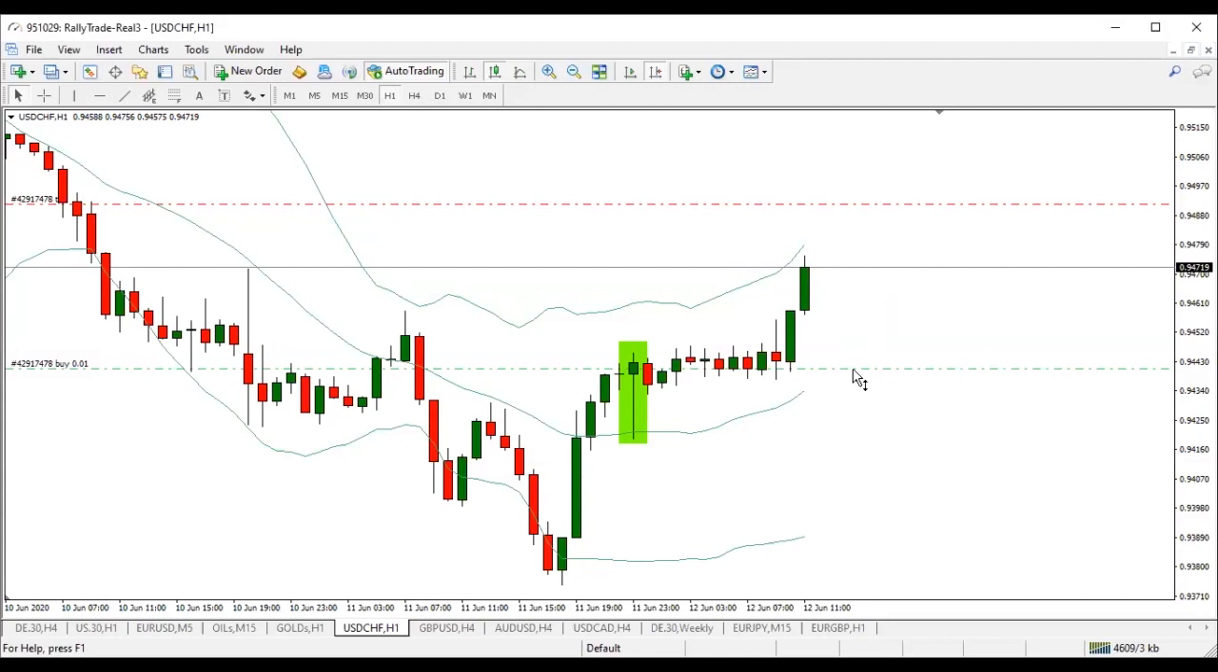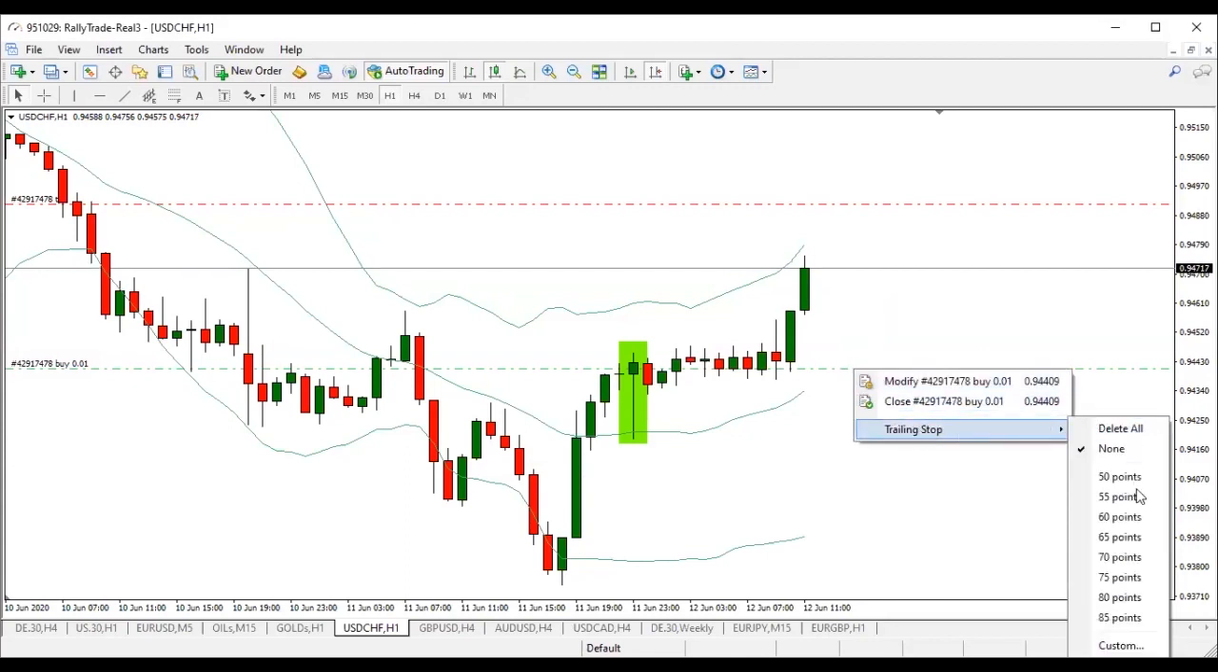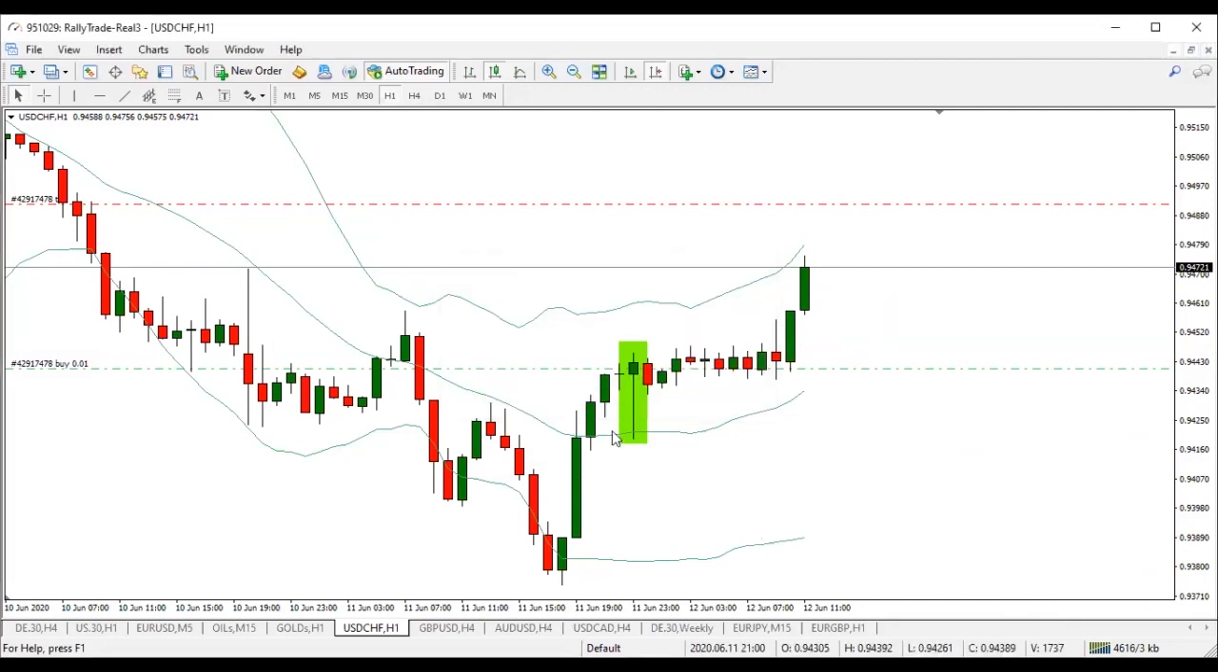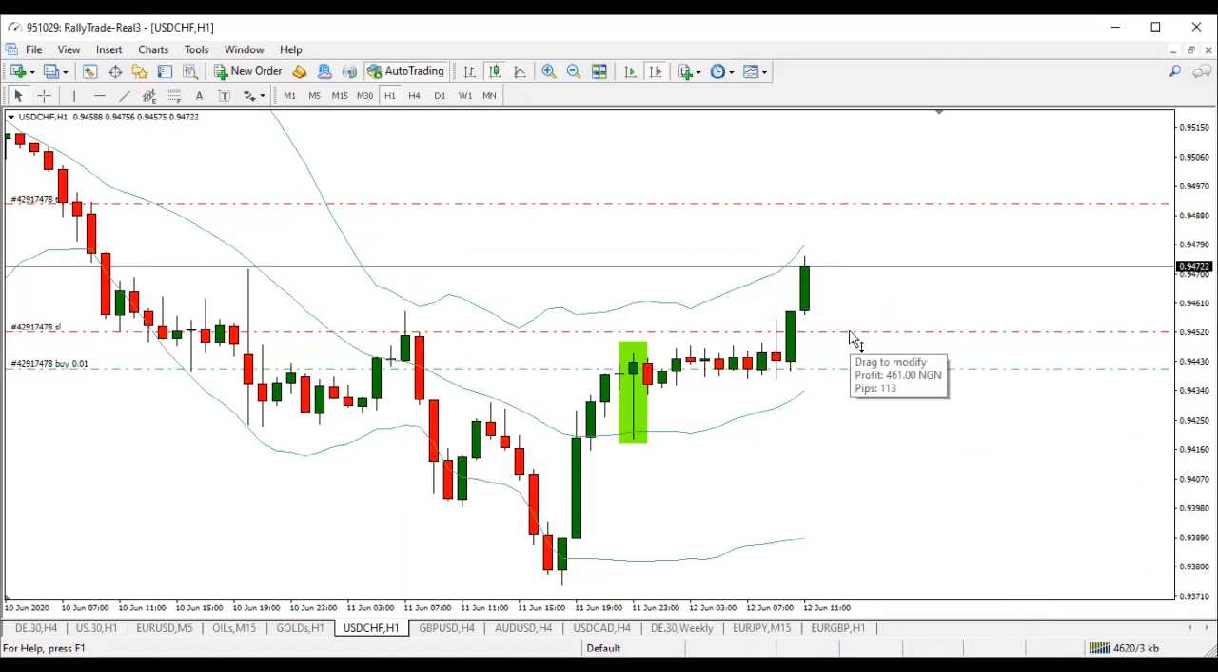And of course, there are two ways to do it. You can right click and click on trailing stop, and of course choose a number. Say for example, I want to follow it at say 20 pips. That's about 200 points. And of course, you click on OK. Automatically, a stop loss is supposed to be generated and follow it. But I don't use this system anymore.